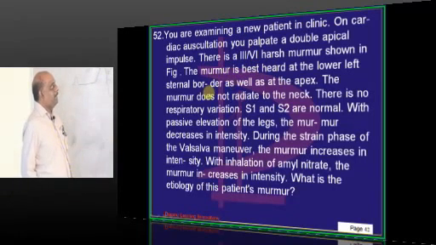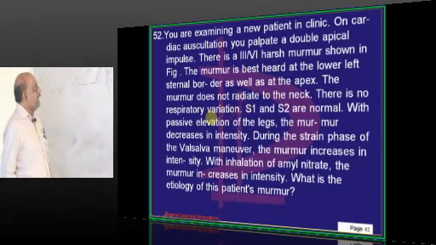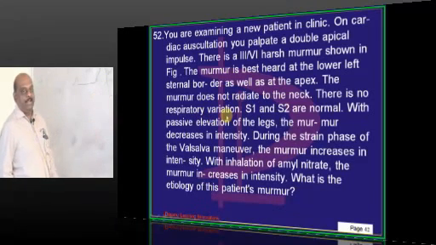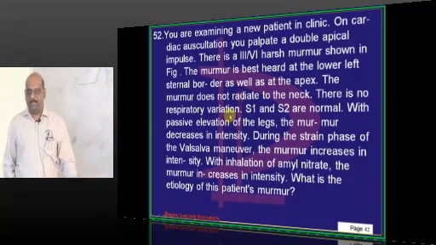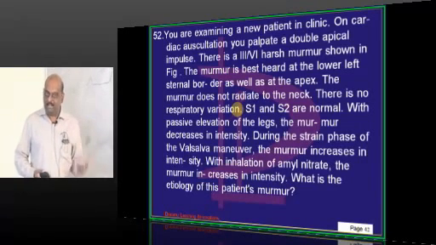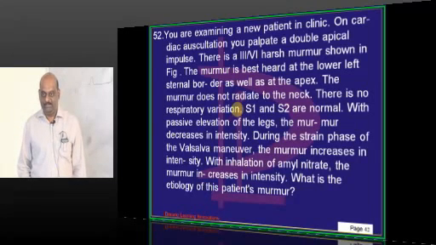Now, you are examining a new patient. There is a harsh murmur. It is best heard at the apex, and there is no respiratory variation. That means left-sided murmur or right-sided murmur? If there is no respiratory variation of the murmur, come on, right-sided murmurs vary with respiration. Left-sided murmurs do not vary with respiration.